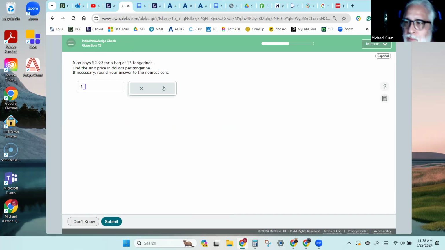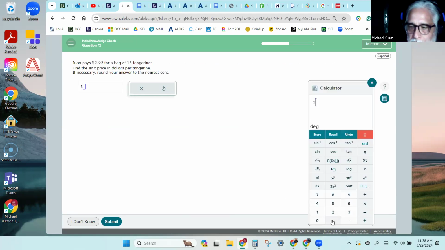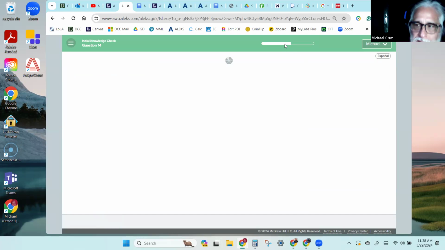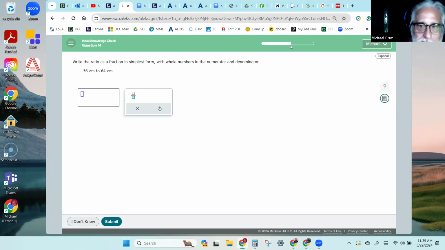So unit price is pretty easy. If you take the 2.99 and you divide it by 13, see, then that tells you how much your tangerines are. They're 23 cents a piece. Don't forget your decimal because it said dollar, so you don't want to put $23. You put the decimal, so it's cents. So anyway, it looks to me like it's about 25 because see how I'm halfway?